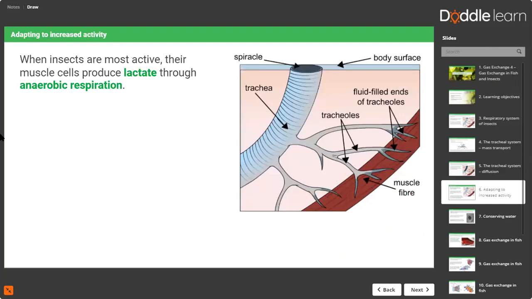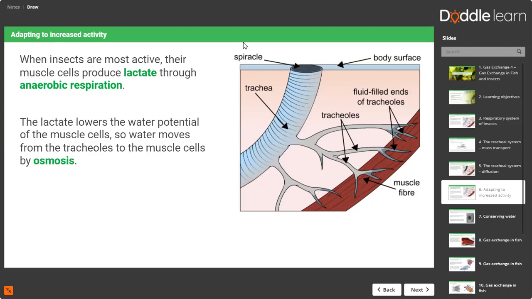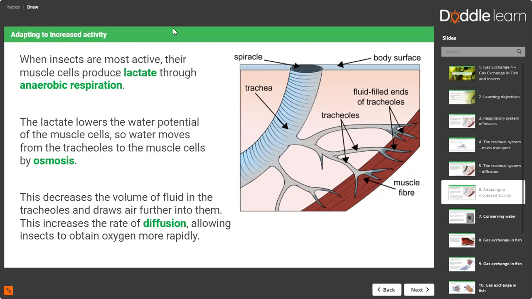When insects are more active, their muscle cells produce lactate through anaerobic respiration, exactly the same as our body. However, this lactate lowers the water potential of their muscle cells. So water moves from the tracheoles to the muscle cells by osmosis. This decreases the volume of fluid in the tracheoles and draws air further into them, and this increases the rate of diffusion, allowing insects to obtain oxygen more rapidly. So that's really, really interesting.